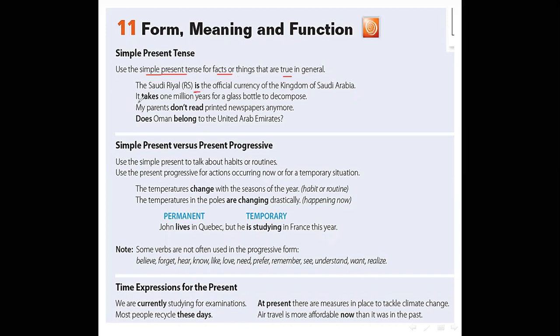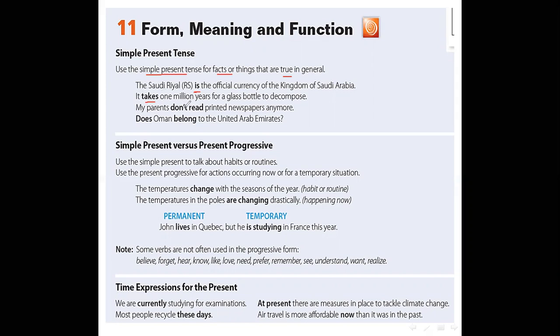The next example, it takes 1 million years for a glass bottle to decompose. Here we use the simple present verb plus s because the subject is singular, because it's true.